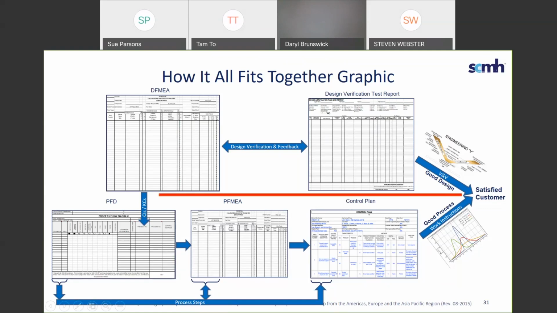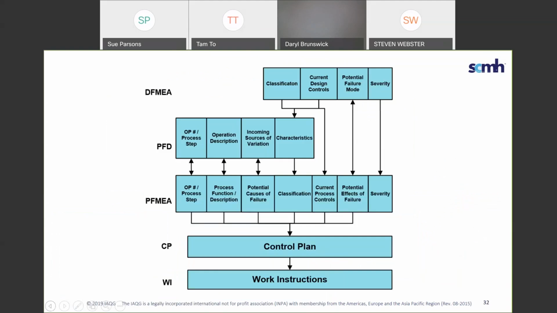If you want to go to the next slide, I have another graphic that shows how all the linkages fit together from the DFMEA through the process flow and PFMEA down to the control plan and ultimately to the work instructions. As you see, we have arrows connecting the different boxes on the different forms. I should note that the characteristics box on the process flow diagram actually came from one of our forms at Collins, and ideally you could have classification.